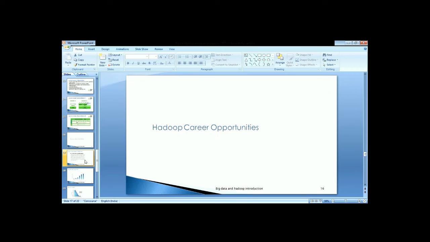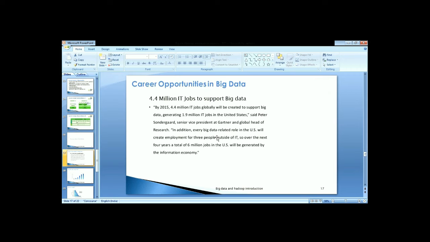So let me tell you about the career opportunities. As you can see, there are 4.4 million IT jobs to support big data, and these are not just numbers. By 2017, the data is going to be doubled. The amount of online data, the amount of digital data being produced, as I said, will be in yottabytes.